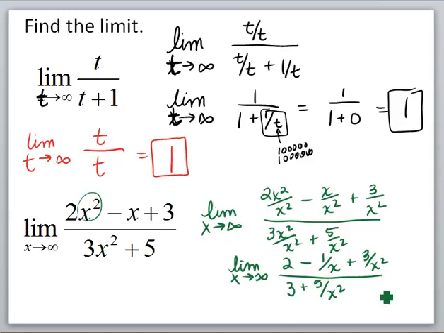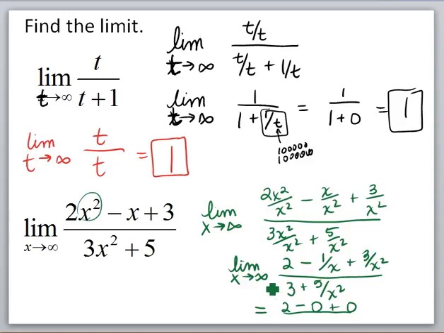The last part of this is to think about what is the limit of each of these separate terms, because we can take the limit of each one separately. So the limit as x approaches infinity of 2 is 2. The limit as x approaches infinity of 1 over x: this number is getting really, really big, and 1 divided by a really big number is approaching 0. Again, 3 over a really big number approaches 0.